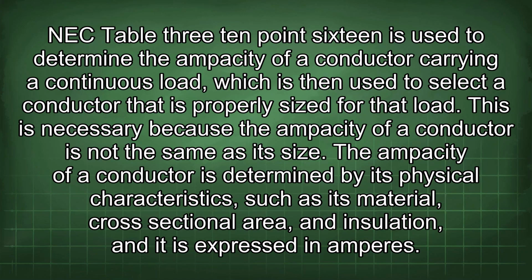NEC Table 310.16 is used to determine the ampacity of a conductor carrying a continuous load, which is then used to select a conductor that is properly sized for that load. This is necessary because the ampacity of a conductor is not the same as its size. The ampacity of a conductor is determined by its physical characteristics such as its material, cross-sectional area, and insulation, and it is expressed in amperes.